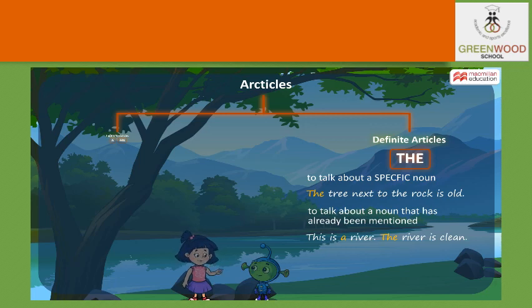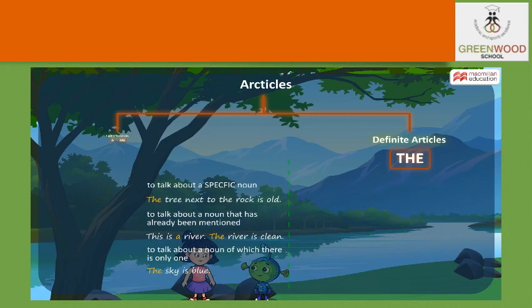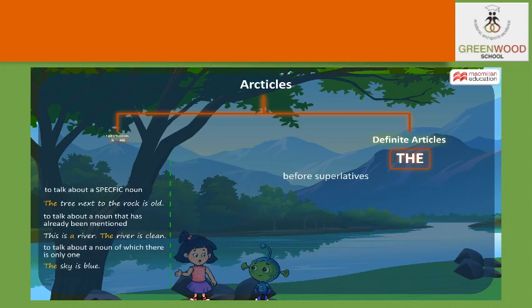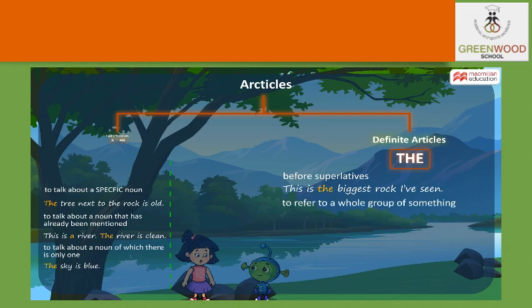We use the when we talk about a noun of which there is only one. For example, the sky is blue. We use the before superlatives. For example, this is the biggest rock I've seen. We also use the to refer to a whole group of something. For example, this river is important to the villagers.